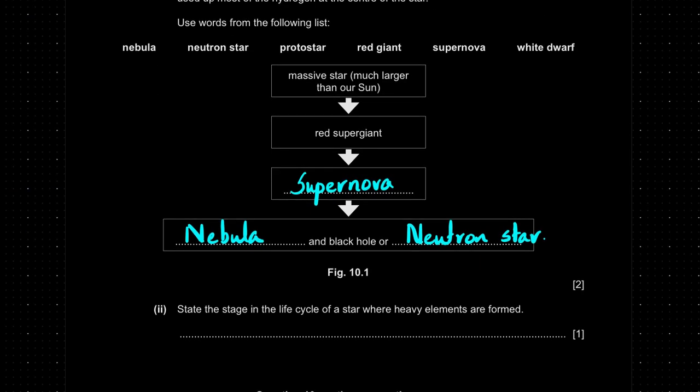State the stage in the life cycle of a star where heavy elements are formed. Obviously this is during the supernova stage, right? This is when lighter elements fuse to form iron.